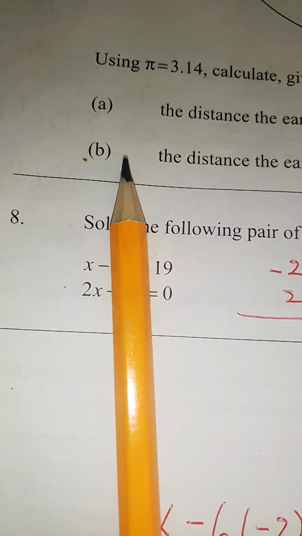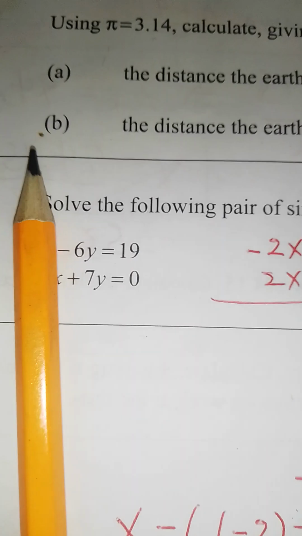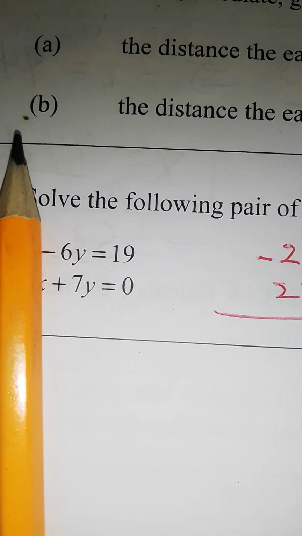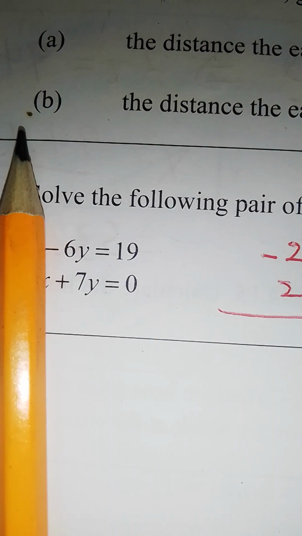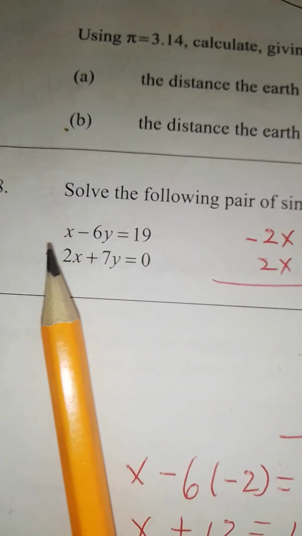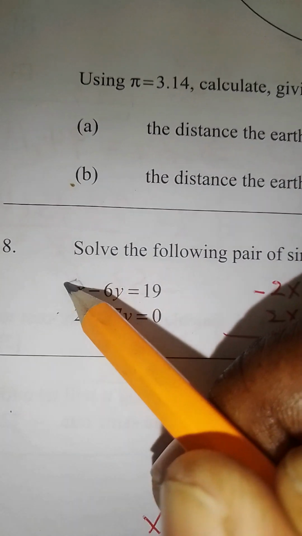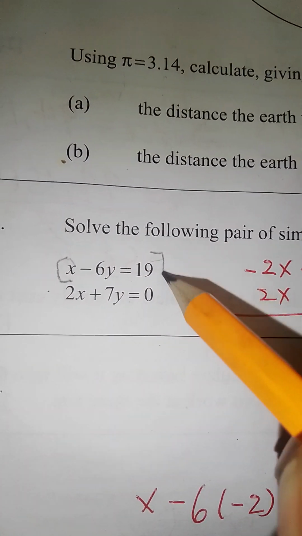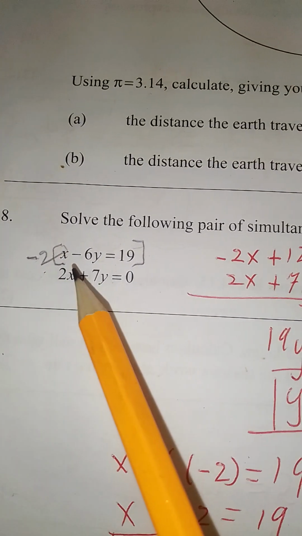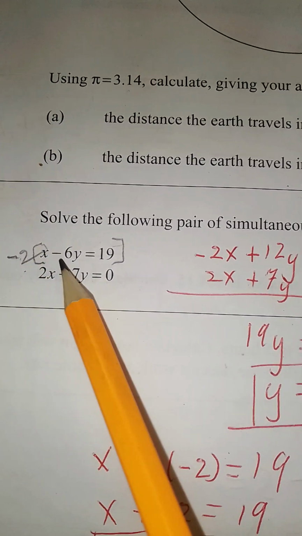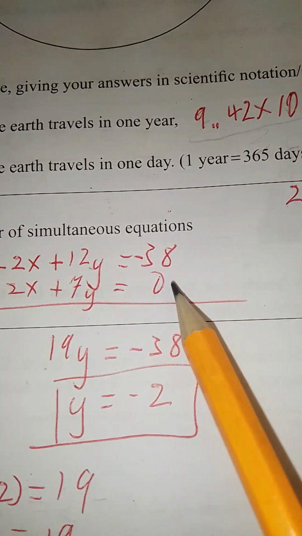The smallest number that x and 2 can go into is 2. But if I want to eliminate y, the smallest number 6 and 7 can go into is going to be 42. Let's eliminate x. So I'm going to multiply here by minus 2. I multiply everything here by minus 2, the whole thing, right? The whole thing, minus 2. I get minus 2x. Negative times a negative is a positive, plus 12y is equal to minus 38.